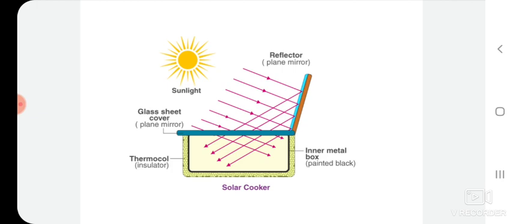Now, there are some working principles of the solar cooker. Initially, we have to concentrate the sunlight. How? A mirror surface with high specular reflection is used to concentrate and channelize light from the sun into a small cooking space.